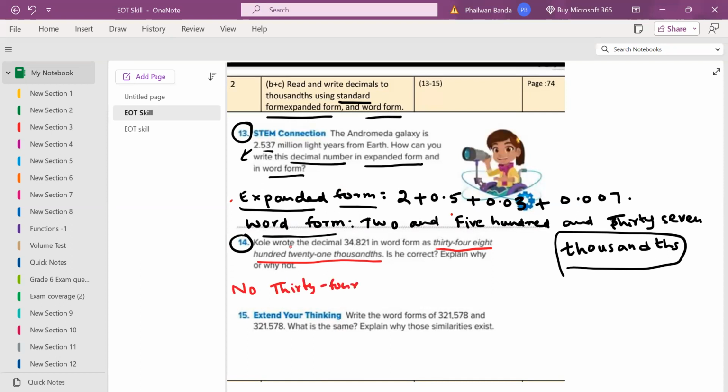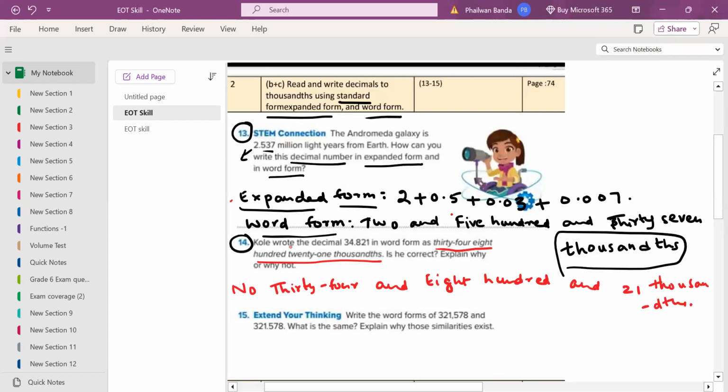34 and 821 thousandths. Okay, so this is very important. This word "and" is important because without this, it's wrong. Okay, now come to the next question.